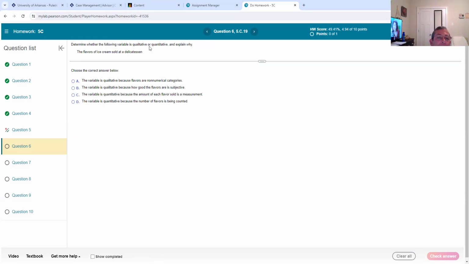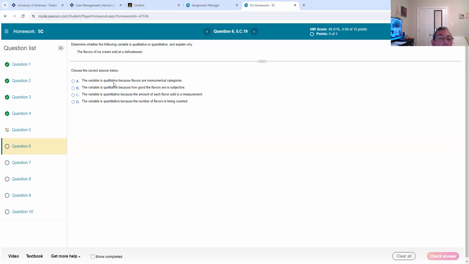Now y'all, let's see if this is qualitative or quantitative. Is it describing categories or is it a measure? The flavors of ice cream sold at a delicatessen. So first off, you want to know, is it qualitative or quantitative? Flavors, well, you can't measure flavors. Flavors are always that flavor, right? So you can't measure them. So they definitely got to be qualitative, talking about the quality of the ice cream.